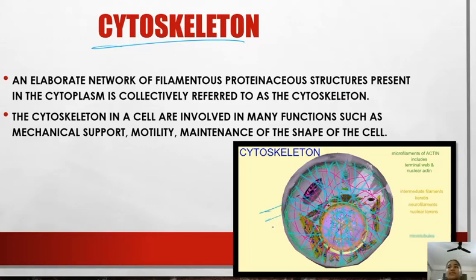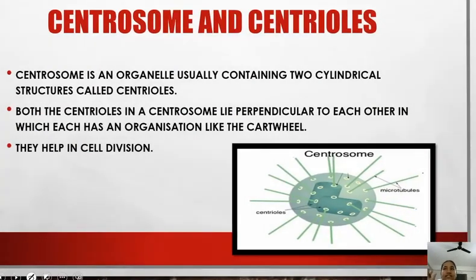So this is the cytoskeleton if you notice. The cytoskeleton has many small microfilaments, microtubules, and all. These are basically used to give mechanical support, motility, and maintenance of the shape of the cell. The shape of the cell is in the cell membrane, they just maintain it. The next is centrosome and centrioles.